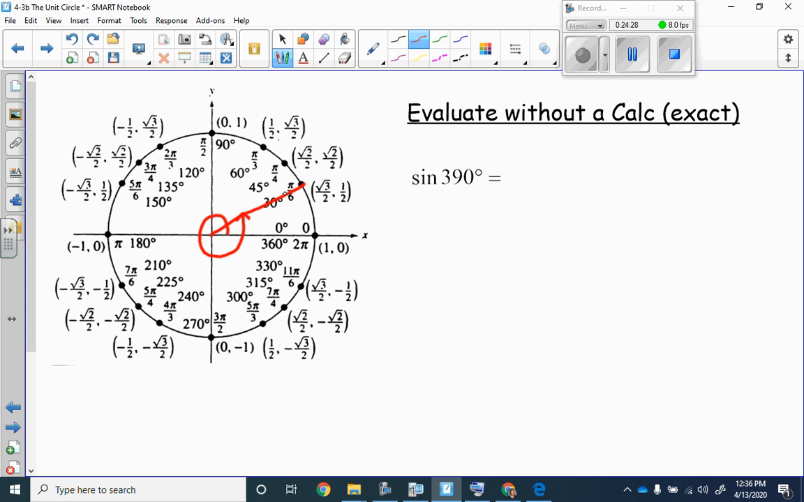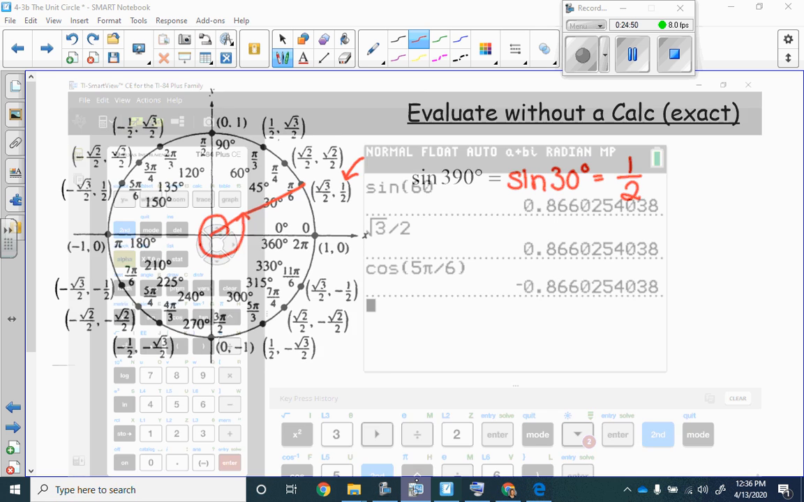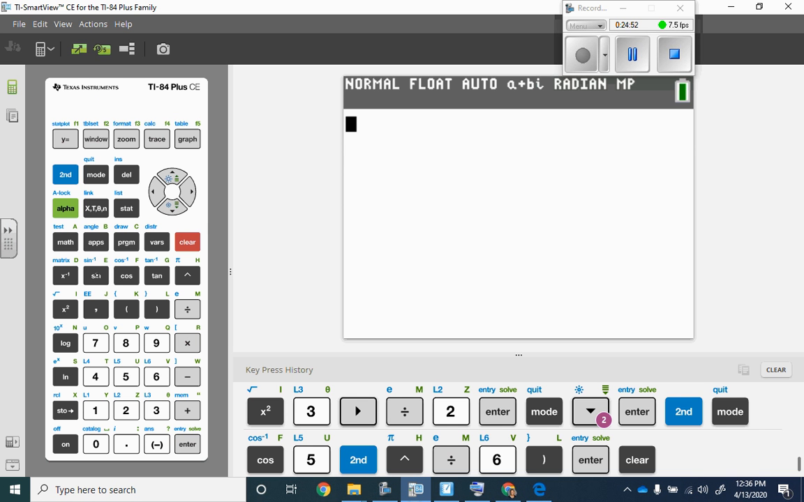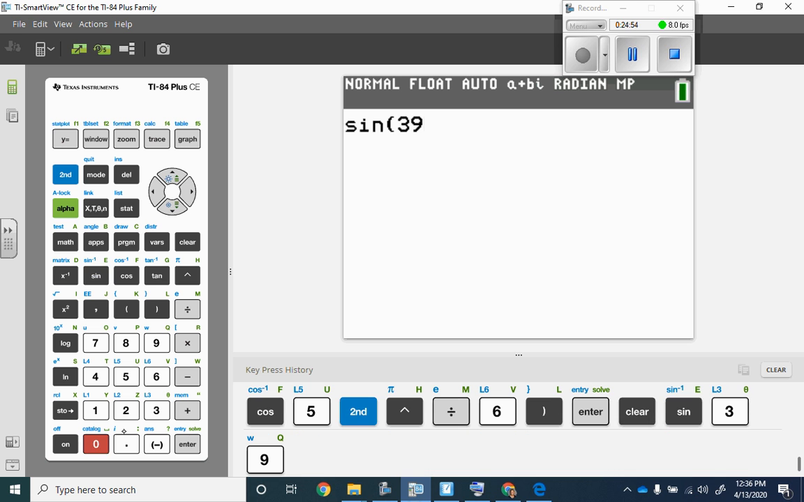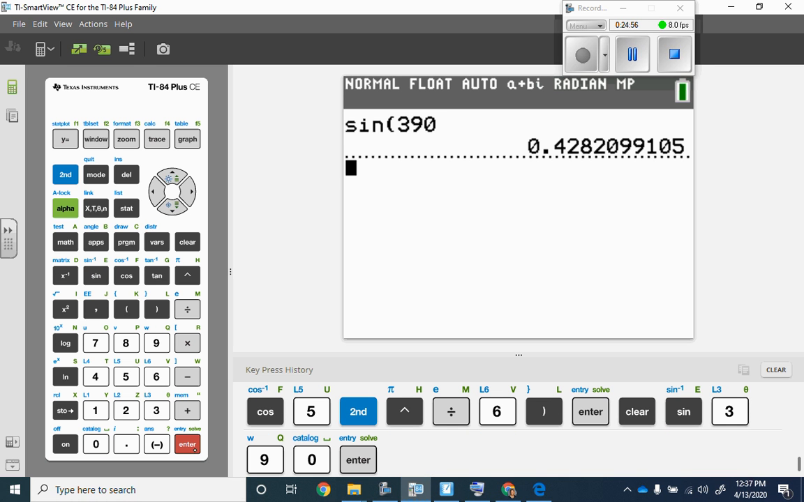Because you're rotating around a circle, your value of sine is not going to change. You're still looking for that y value here. So the sine of 390 degrees is equivalent to the sine of 30 degrees. And so in this case here, we will get 1/2. With 390 degrees, your calculator is going to know that you're going into that first quadrant. So the sine of 390, I think, is what we said. Is that 390? Yes.